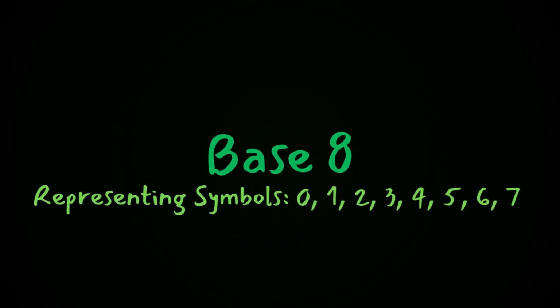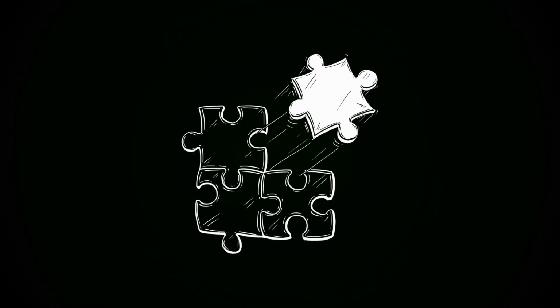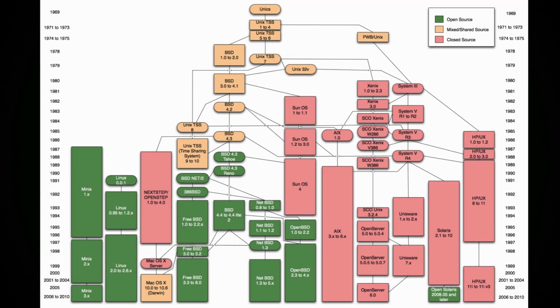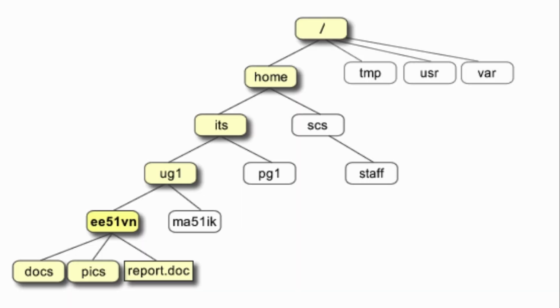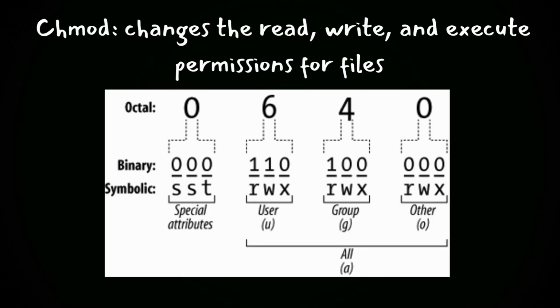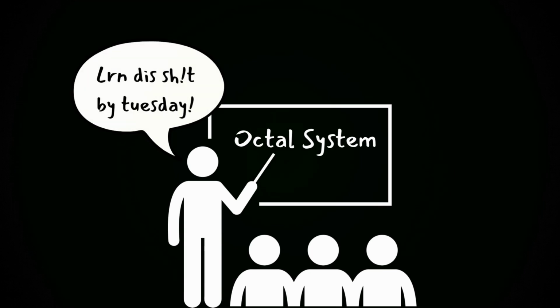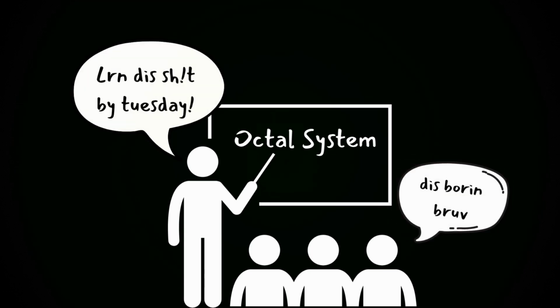And the last system, octal, or base 8, uses 8 symbols, 0 through 7. While it's not as common today, it was widely used in older Unix-based systems and legacy computers. You might still encounter it in some Linux or Mac permission-based environments, as Unix is their base for their operating system. Even though it's uncommon, I think it's still important to teach this just in case you run into it.